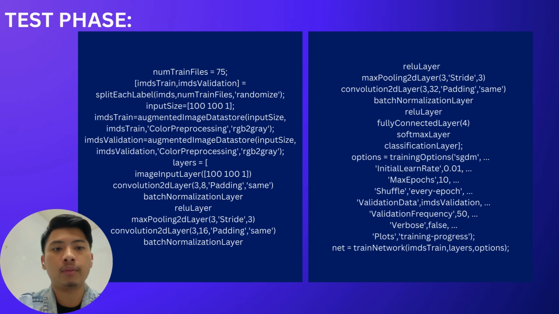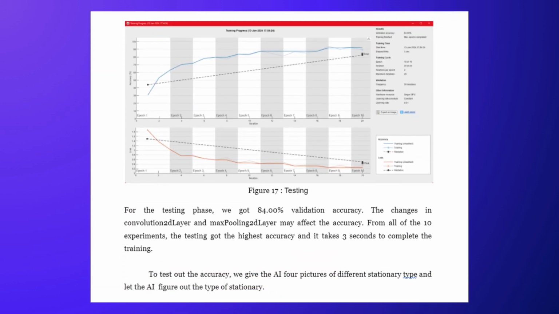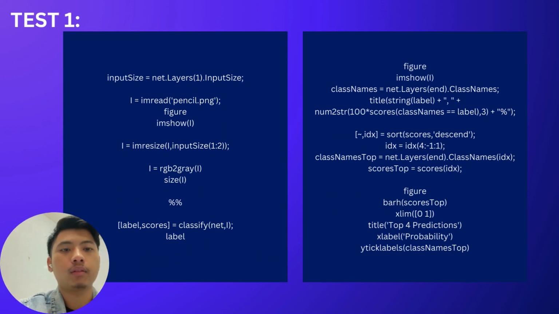To test out the accuracy, we give the AI 4 pictures with different stationery types and let the AI figure out the type of the stationery. For the first test, we choose a picture of a pencil to test out the accuracy. The result from figure 18 shows 42.6%. We can conclude that it is a successful first test.